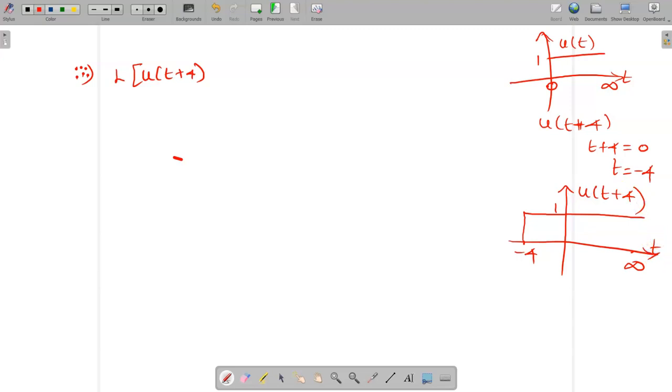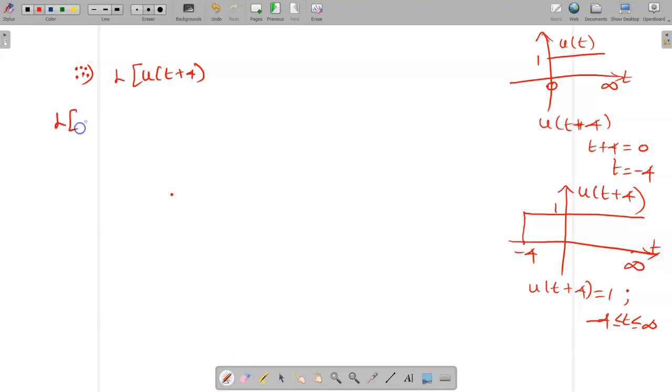This is a time shifting operation. So equate t plus 4 equal to 0, find out the t value, add the t value to each and every instance of u of t, so that you can find out u of t plus 4. So in simple terms I can write u of t plus 4, the value is 1 and it exists from minus 4 to infinity. Okay. So as usual we need to write the Laplace transformation formula.